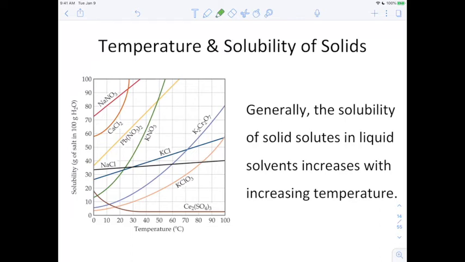And it says generally because every once in a while you're going to see something like this, cerium sulfate, and it's very unusual in that its solubility decreases as things heat up. But for most things, you see the solubility increase. NaCl only increases a little bit, but some increase dramatically here.